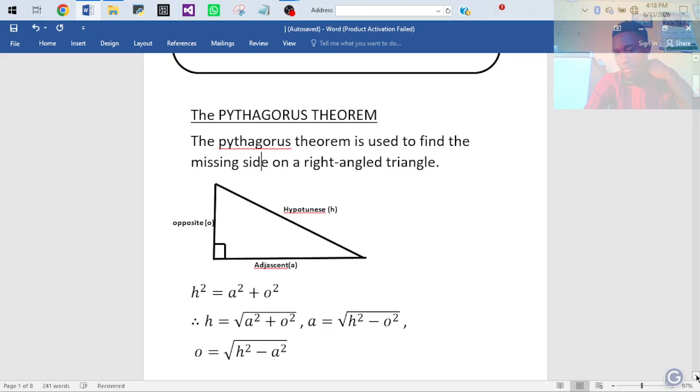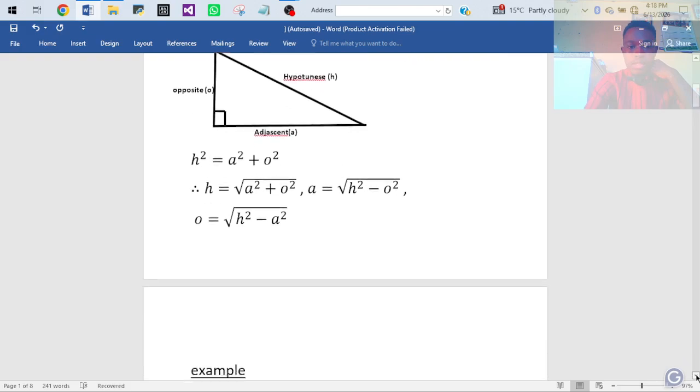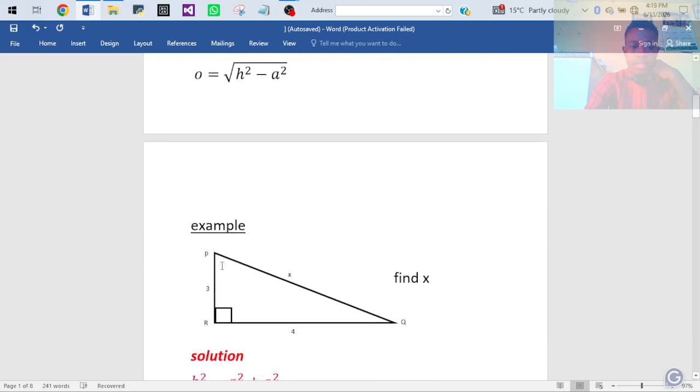I think you have an example down here, so let me go through it. This is a triangle PQR. The longest side is x, and the other sides are 3 and 4. The longest side is our hypotenuse, and this is our opposite, and this is our adjacent. The question says find x, which is the longest side, the hypotenuse. So the hypotenuse squared equals adjacent squared plus opposite squared. In this case, the hypotenuse is x, so x squared equals 4 squared plus 3 squared.